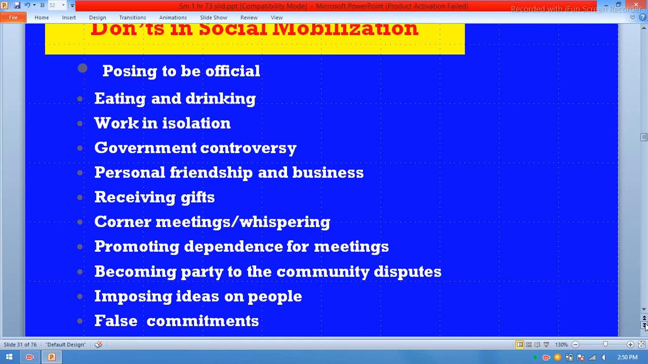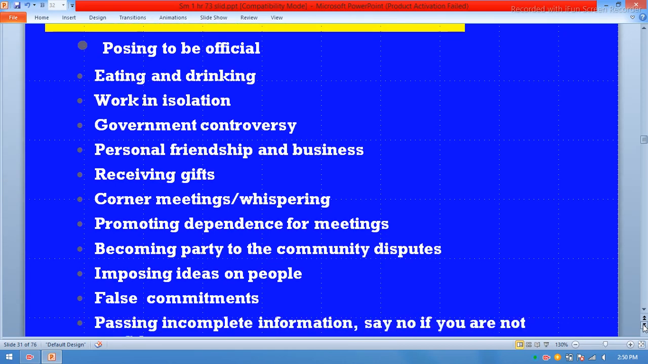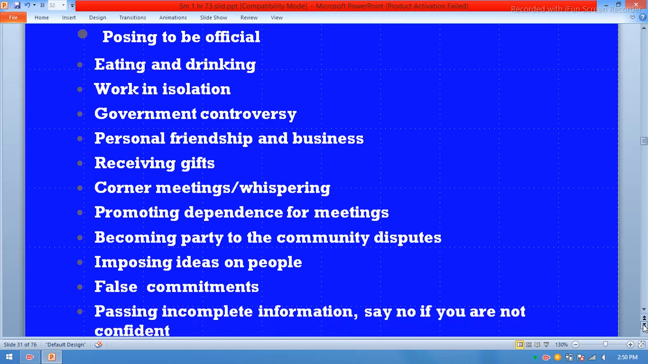Don't do: posing to be official, eating and drinking, working in isolation, government controversy, mixing personal friendship and business, receiving gifts, corner meetings, whispering, promoting dependence for meetings, becoming part of a community dispute, imposing ideas on people, false commitment, passing incomplete information. Say no if you are not confident.